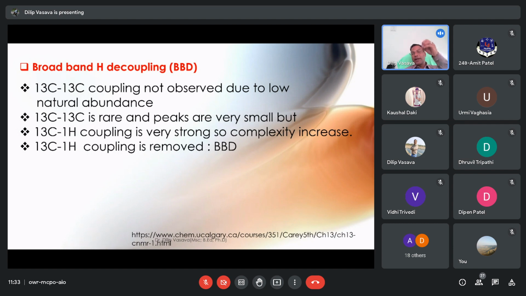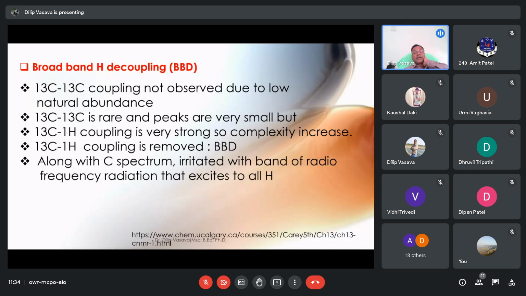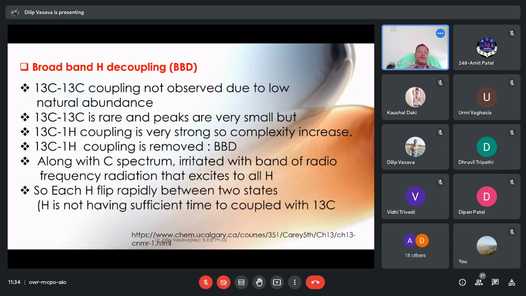So 13C 1H coupling is removed by the BBD. Extra irradiation is given during the process such that it removes the 13C 1H coupling. So the noise can be decreased and you will get clear peaks of the 13C of that particular carbon atom. Along with the C spectrum, the irradiation of a band of radio frequency that excites all the protons is used to remove the coupling. That is why the 13C 1H coupling can be removed.